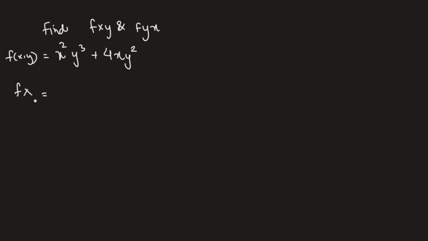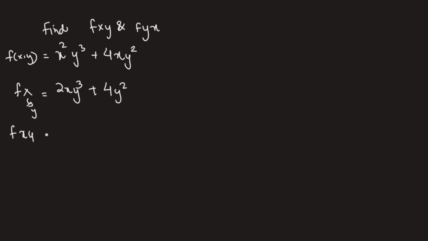Okay, so we are finding f of x and we're keeping y as a constant, so differentiating x only, so bring the 2 down, so 2x y cubed because it's a constant. And what's the derivative of 4x? It's simply 4, and keeping the y squared as it is because it's a constant.